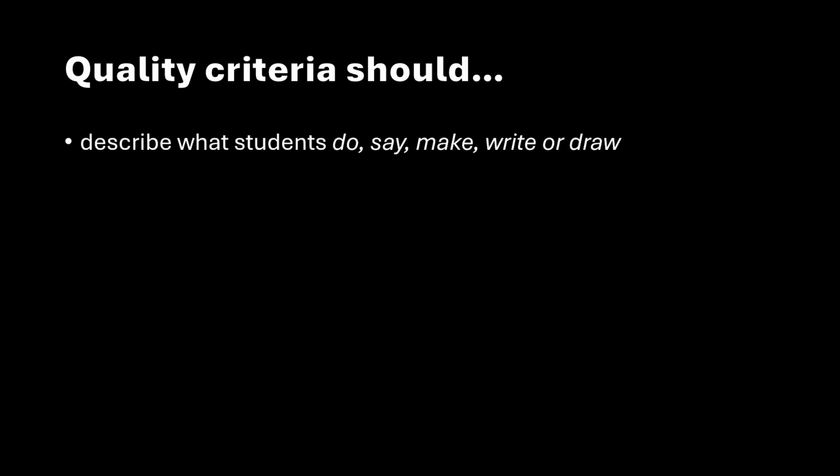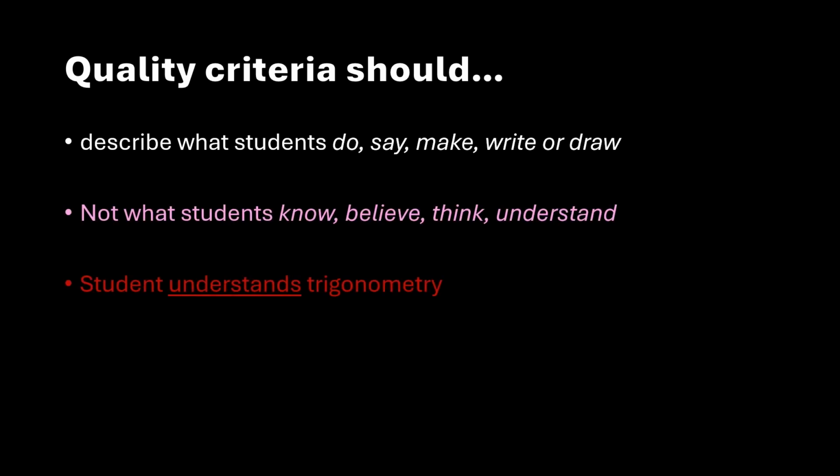Now, we can't observe what students understand, know, or think, or believe. We can only observe what they do that's externally observable. So what they do, say, make, or write. So we can't directly observe whether a student understands trigonometry. We can only observe whether they can use the knowledge to solve a problem.